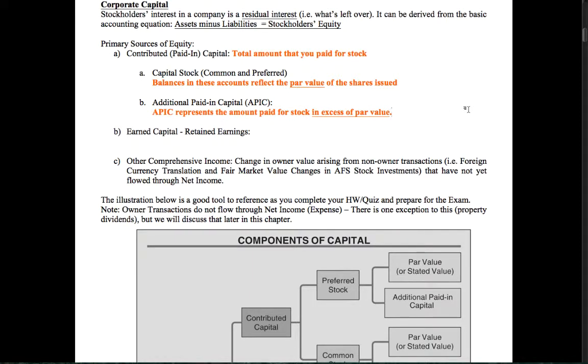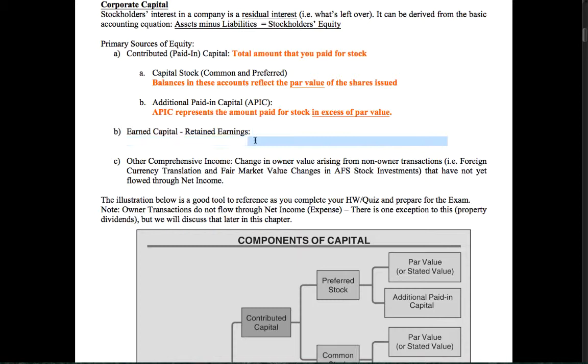Additional paid in capital represents the amount paid for stock in excess of par value. Therefore, it is the difference between the fair market value and the par amount for the share. In this example, the fair market value of the share was $50, which is what you paid, minus the $10 par value, which was recorded in the capital stock account, and therefore you are left with 40. We will go through an example here shortly, and you can see the T account and journal entries and how that balances.